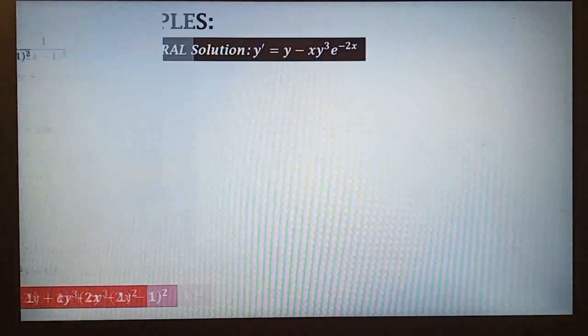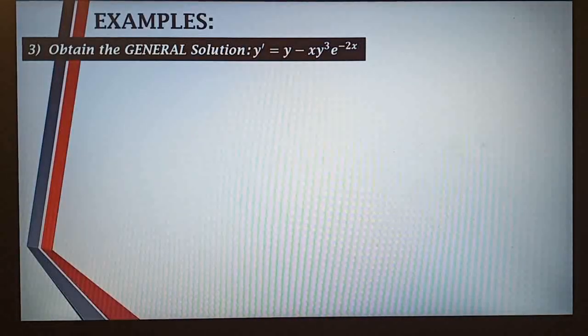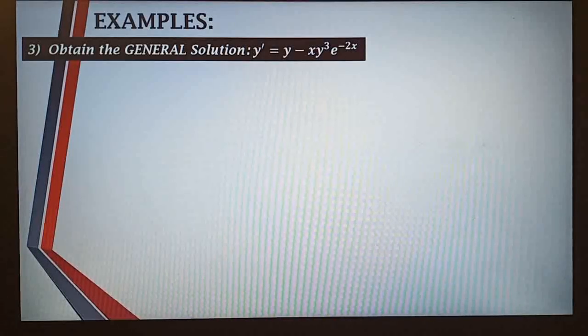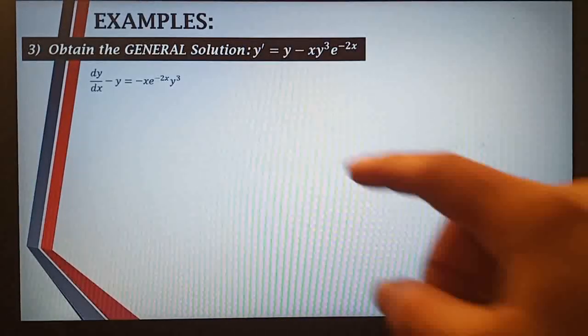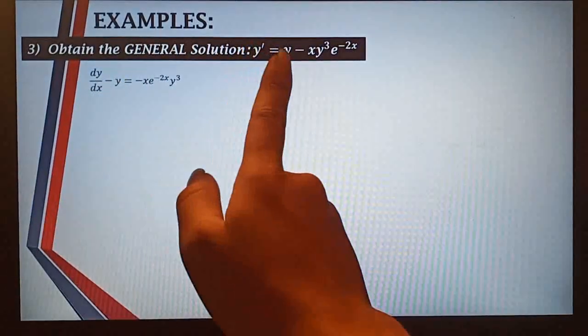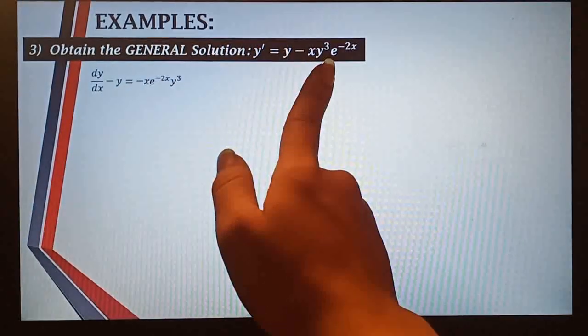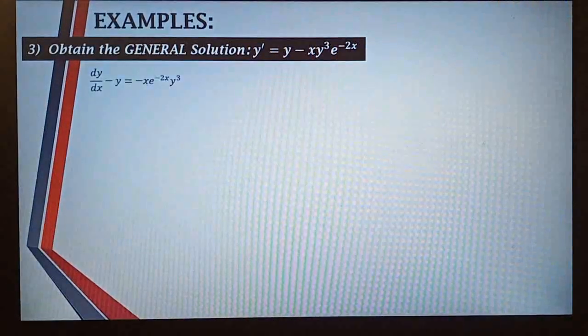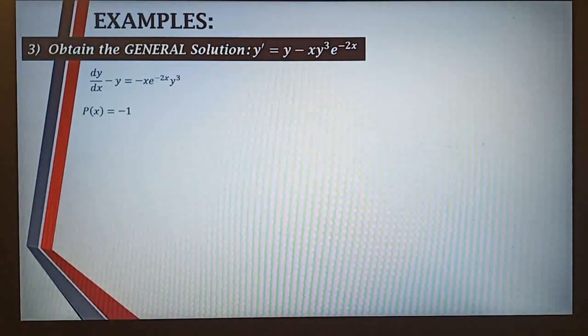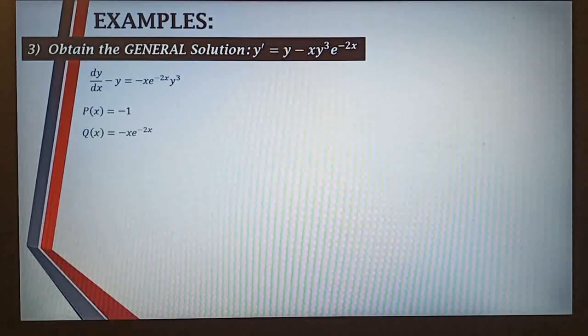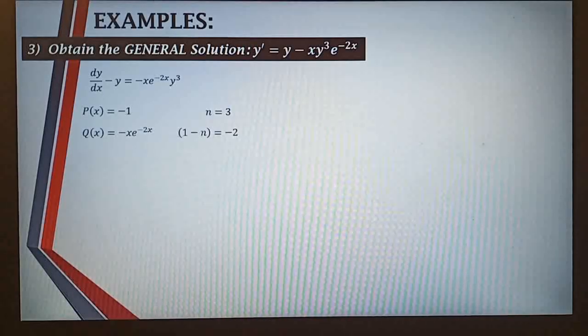So next example, example number 3, you have to obtain the general solution of y prime equated to y minus xy cubed e raised to negative 2x. So kailangan naka-standard form. Well, in this case, y prime is dy over dx, tapos ililipat lang natin si y sa kabila, which can be negative y, then equated sa natira, which is negative x e raised to negative 2x y cubed. So in that case, your p of x is negative 1. Our q of x is negative x e raised to negative 2x. Our n is 3. Our 1 minus n is negative 2.